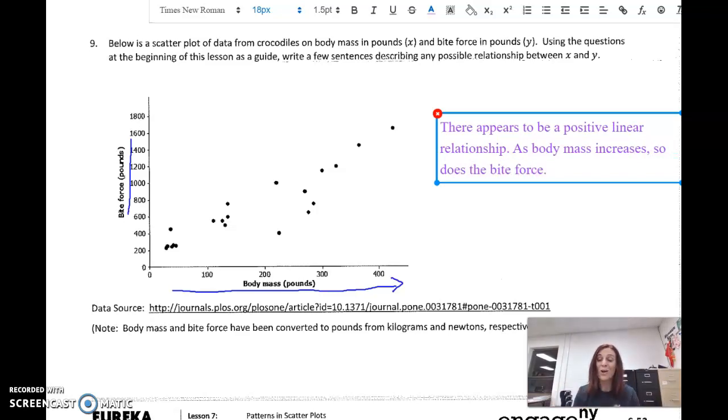Whew. I know that was a lot, especially since we're not dealing with numbers or anything. But we're learning to look at real-life data, and we're looking for relationships. And if there is one, we want to be able to talk about what type of relationship that is.